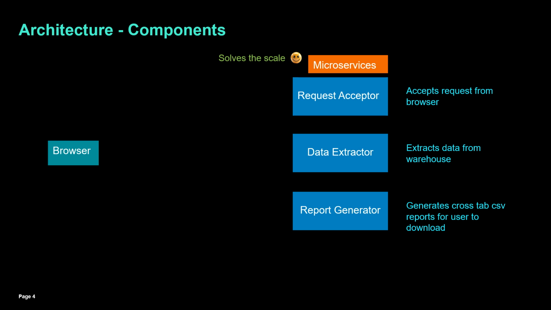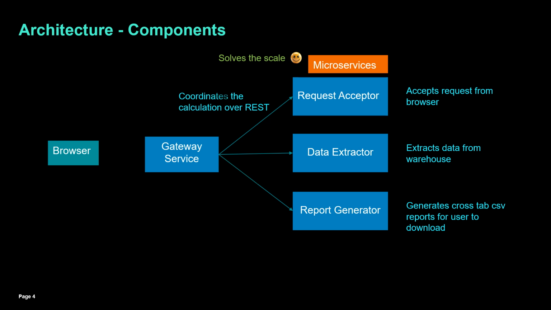Which at least solves the scalability problem, which means that now each service, based on its scalability factor, can scale and then independently grow, right? And then there should be a gateway service in between, which acts as a mediator between these components and coordinates the entire calculation effort. This solves the scalability up to an extent, but this architecture still has problems.